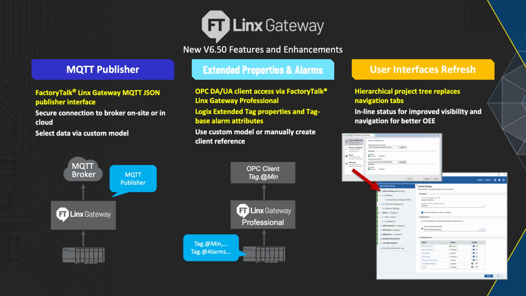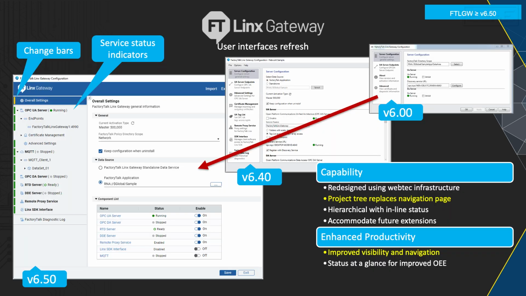In a high-level overview, that's what Link's Gateway does. We talked about the MQTT publishing. We're going to talk a little bit more about the extended properties in a second. The other thing I said they did was they improved the user interface. This is an OPC UA server. We can easily tell that the OPC UA server is running.